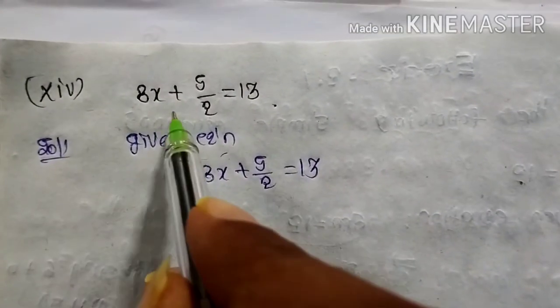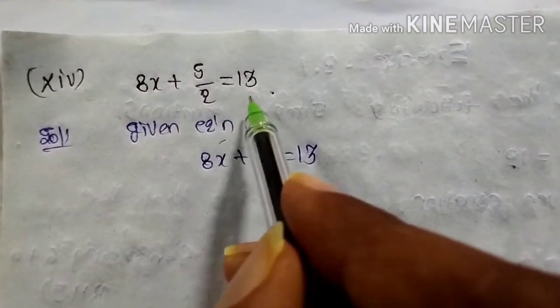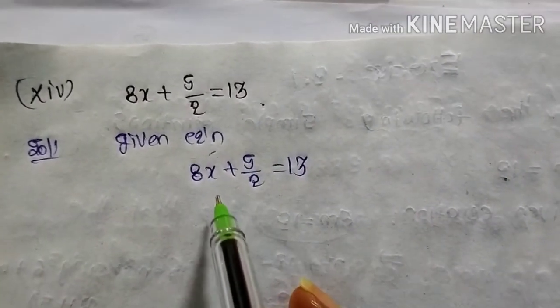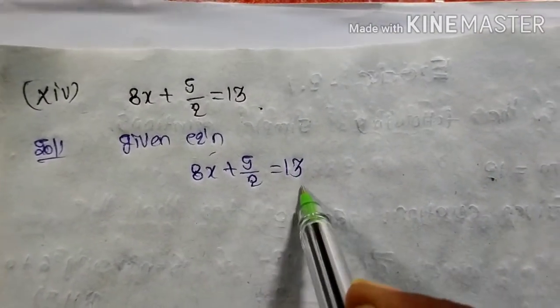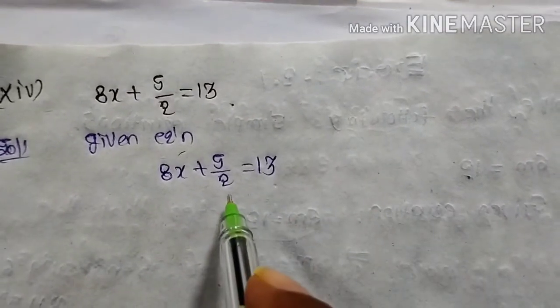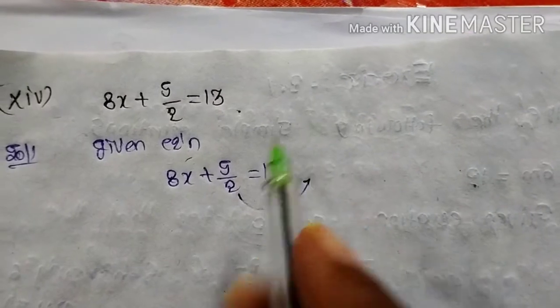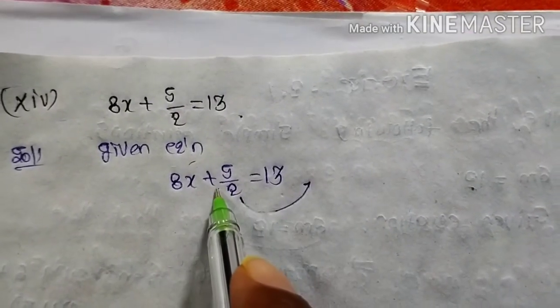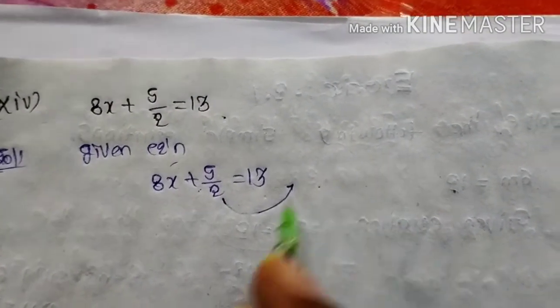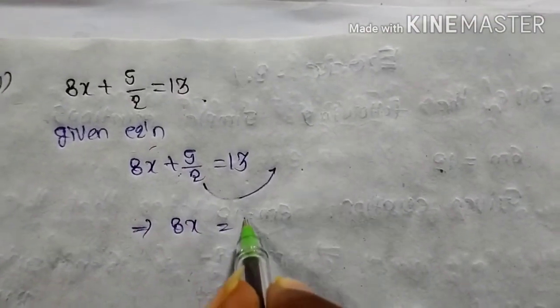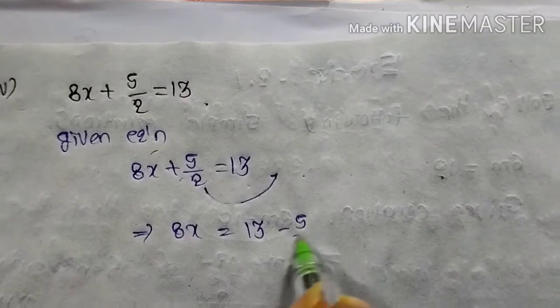14th one. 8x plus 5 by 2 is equal to 13. First you can write the given equation. 8x plus 5 by 2 is equal to 13. Next you can convert, that means here transpose 5 by 2 to RHS. See, it is plus or not. If I am transposing, it will become minus or not. Yes. In this way you can write here 8x is equal to 13 minus 5 by 2.